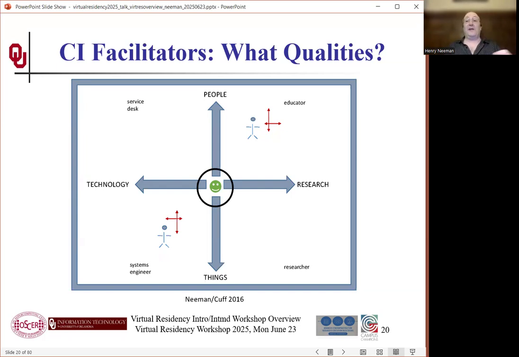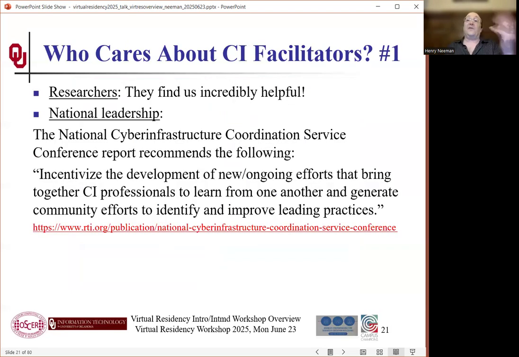And if you're into technology and you generally prefer things over people, you should be a sysadmin. If you prefer things over people but you like research, you should be a researcher. If you prefer people over things and you like research more than technology, you should be an educator. If you like technology more than research and people more than things, you should be at the service desk. But right smack dab in the middle is where you should be if you want to be a facilitator. You need to love both research and technology. You need to love both people and things. Now, you don't have to be literally in the middle, but you've got to love all of it, the whole spectrum in both directions.